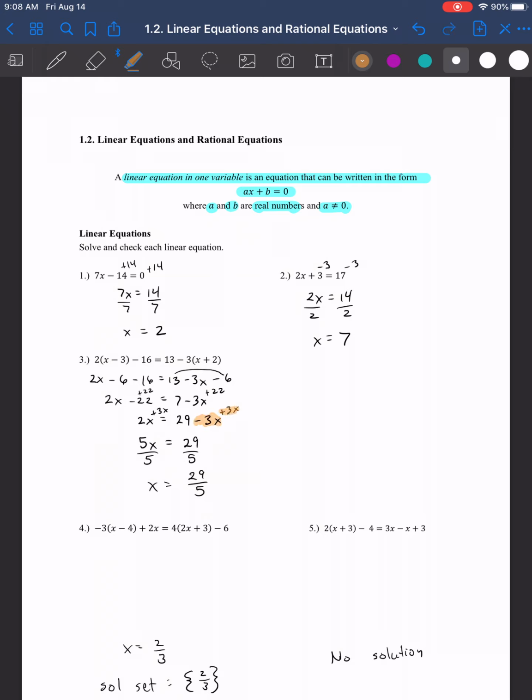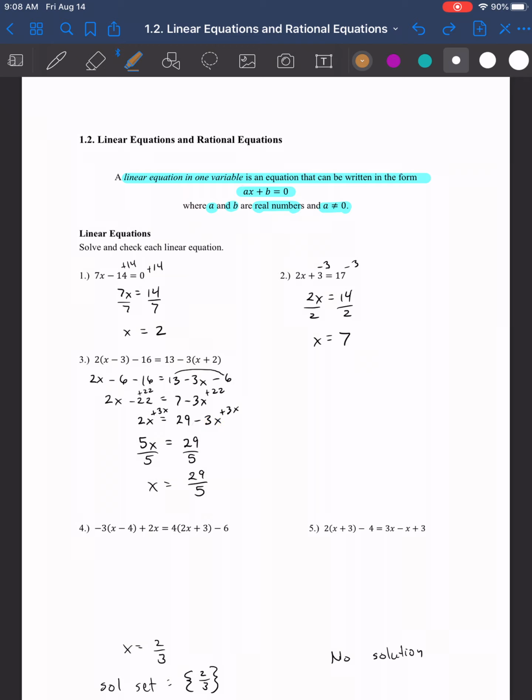So what I'm going to do is add 3x to both sides. So it cancels out on this right-hand side. Negative 3x plus 3x is just 0. And we'll end up getting 5x equals 29. That's the 2x plus 3x gives us the 5x. All right, and now I have to just finish isolating x by itself.